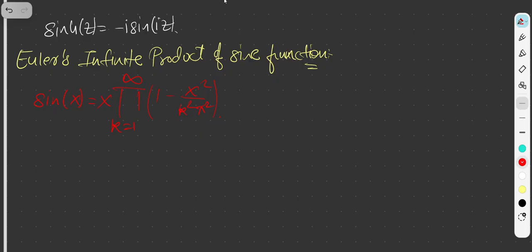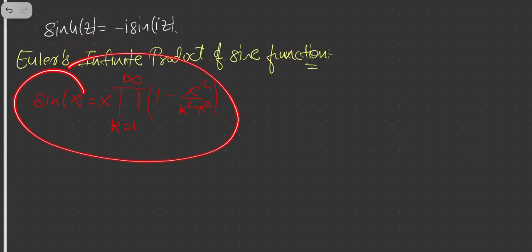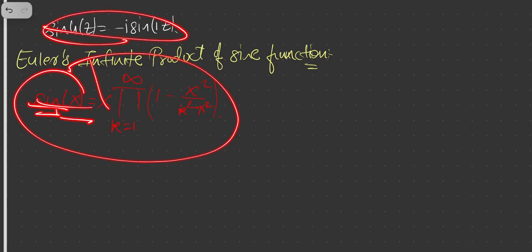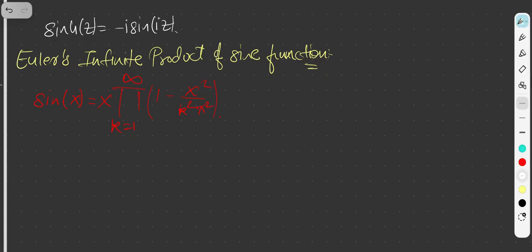Now, basically, I'm just going to talk about the infinite product of the hyperbolic sine function. Now, how am I going to do that? Because I'm just having the infinite product for the sine function, so we can use this relation to find the infinite product of the sinh function.